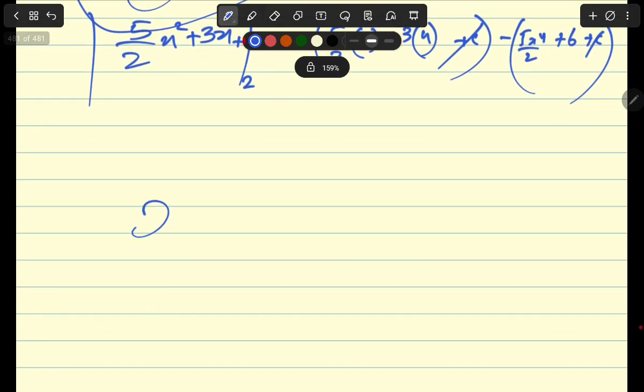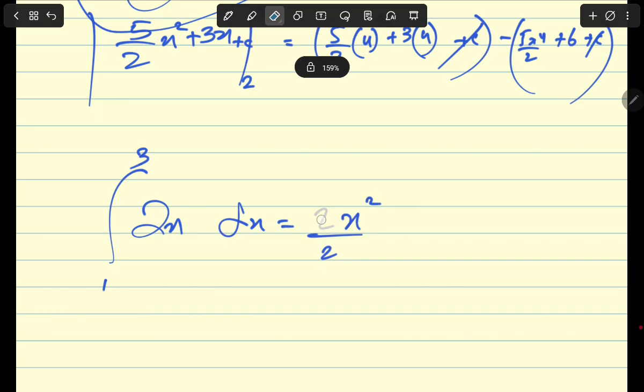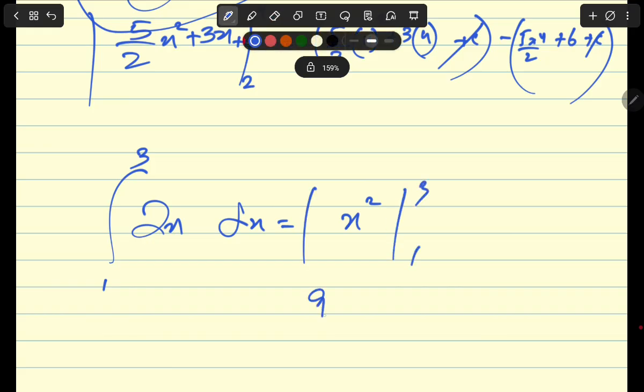Now let's do a simpler example. If you're integrating 2x from 1 to 3, right? So this is going to be equal to 2x square upon 2, which is nothing but just x square. And then you put the limits 3, 1. So this is 9 minus 1, which is just 8, right? Upper minus lower, right?